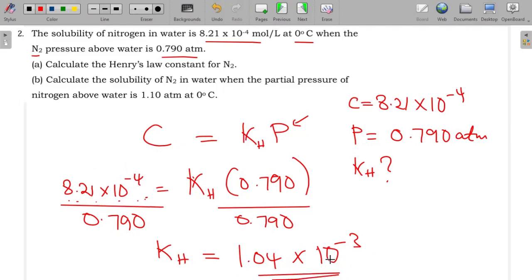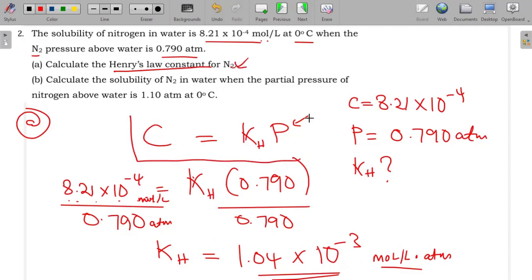Sometimes they'll ask you for the units. Remember the concentration was moles per liter, and the pressure is in atmospheres. So what units does the Henry's law constant have? The unit will be moles per liter, multiplied by the atmospheres. So we've answered part A, where we're calculating the Henry's law constant for this specific gas, which is nitrogen. You just have to master this formula.